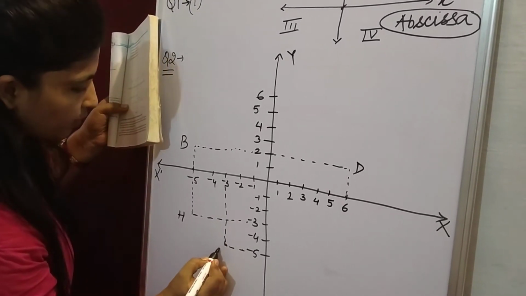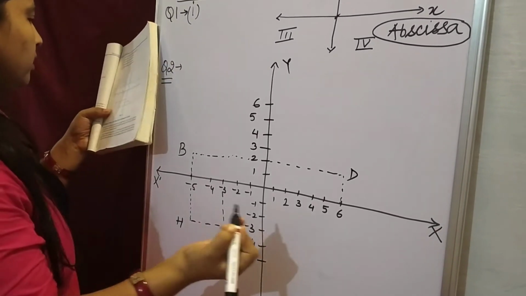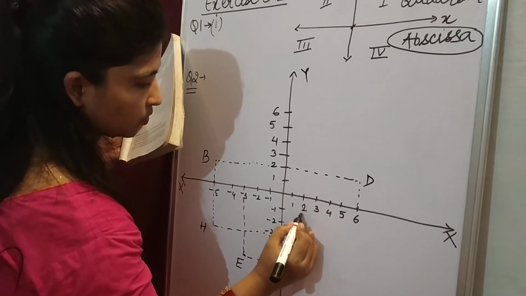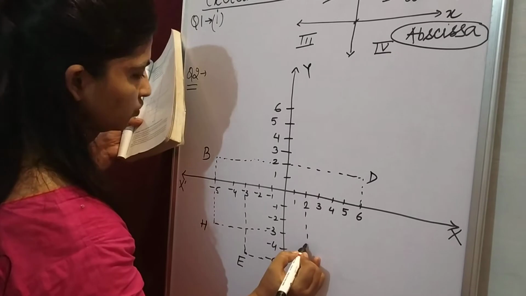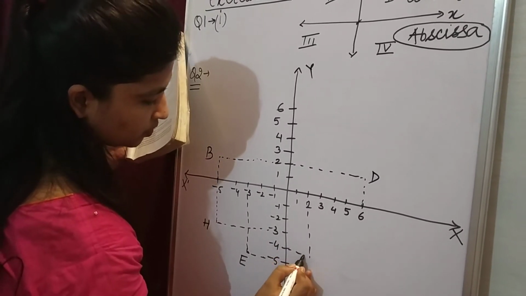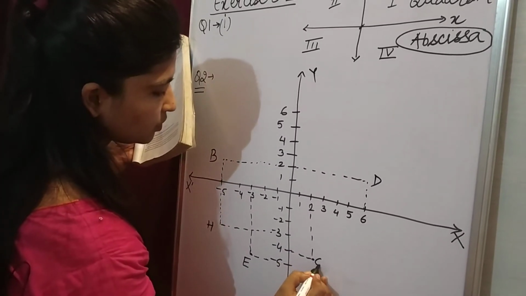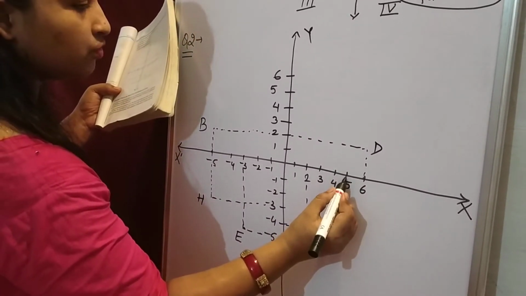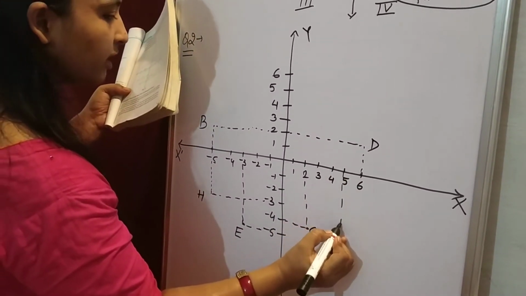Yes, this is your point E. Now in this quadrant it is G, from 2 to -4. That is your point G. The way I am making it, in the same way you have to draw this diagram on graph paper.